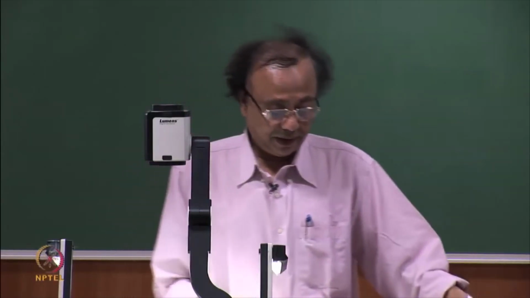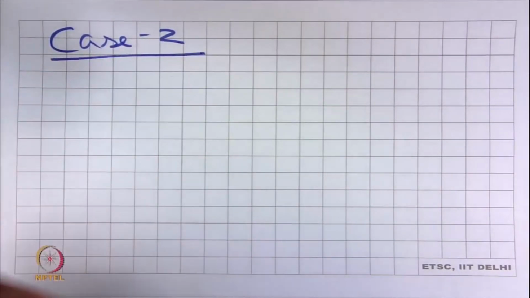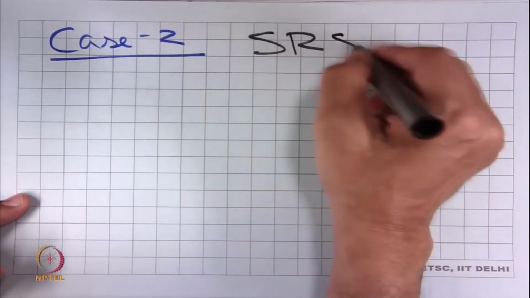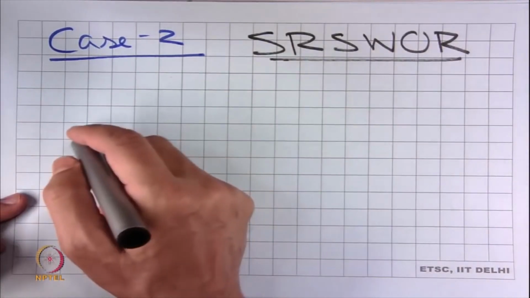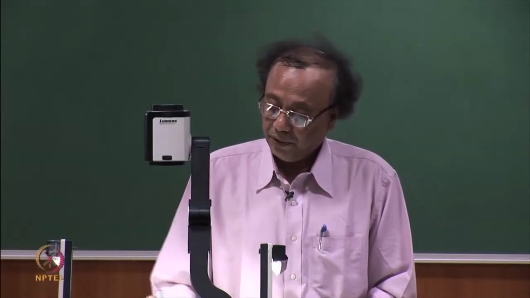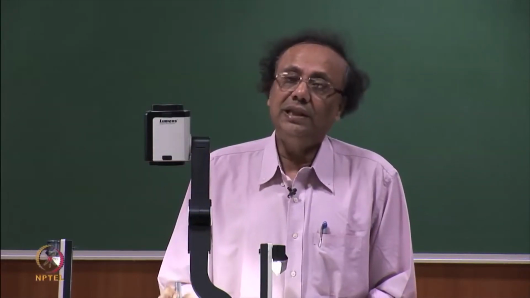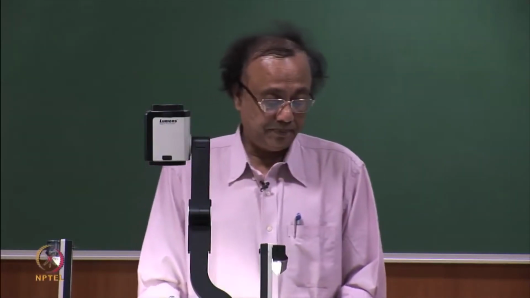Now, let us look at case 2. What is that? Case 2 is SRSWOR. So, now we are looking at simple random sampling without replacement. What is therefore going to happen? When we have chosen the first sample, we cannot take it again from the population. So, each element can occur at most once in the sample.